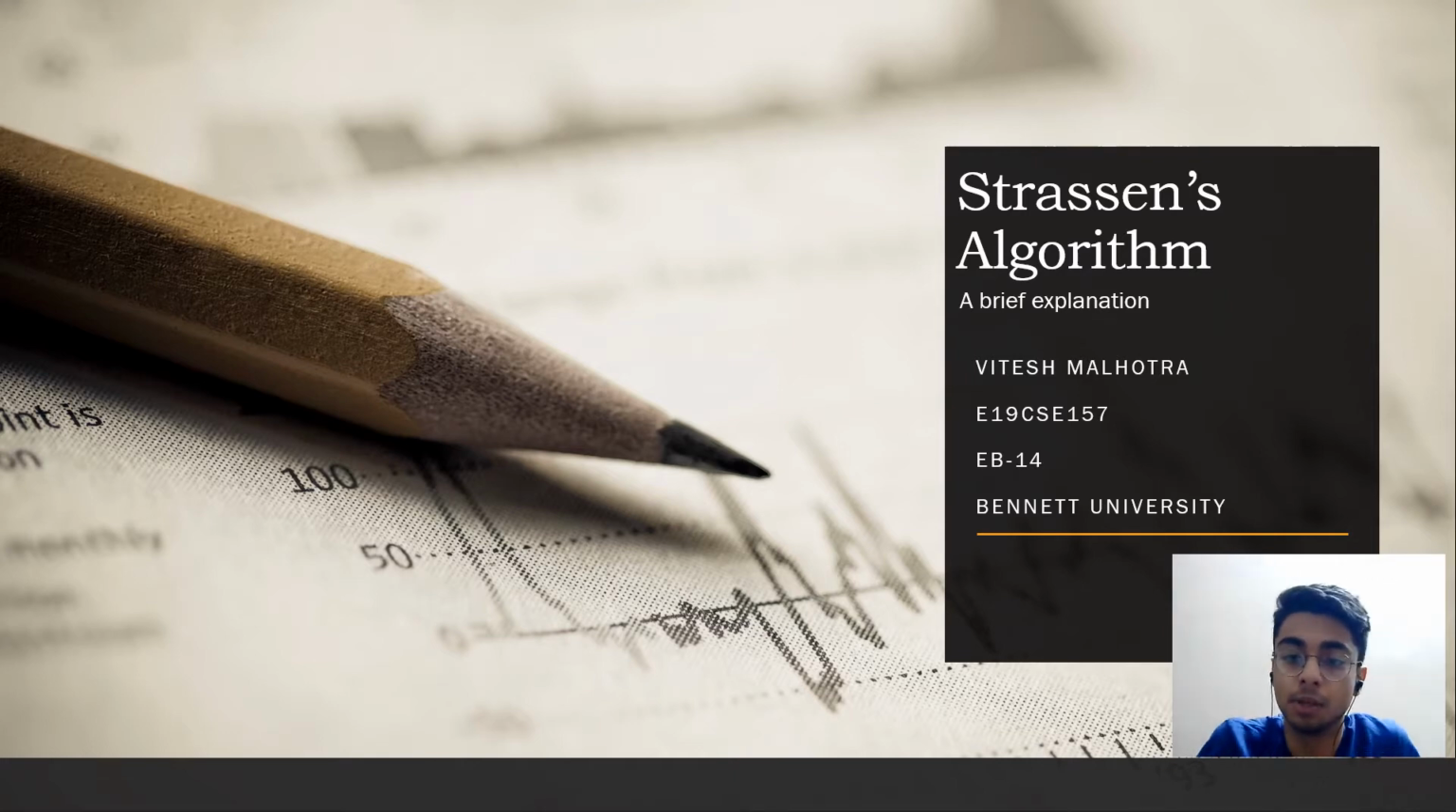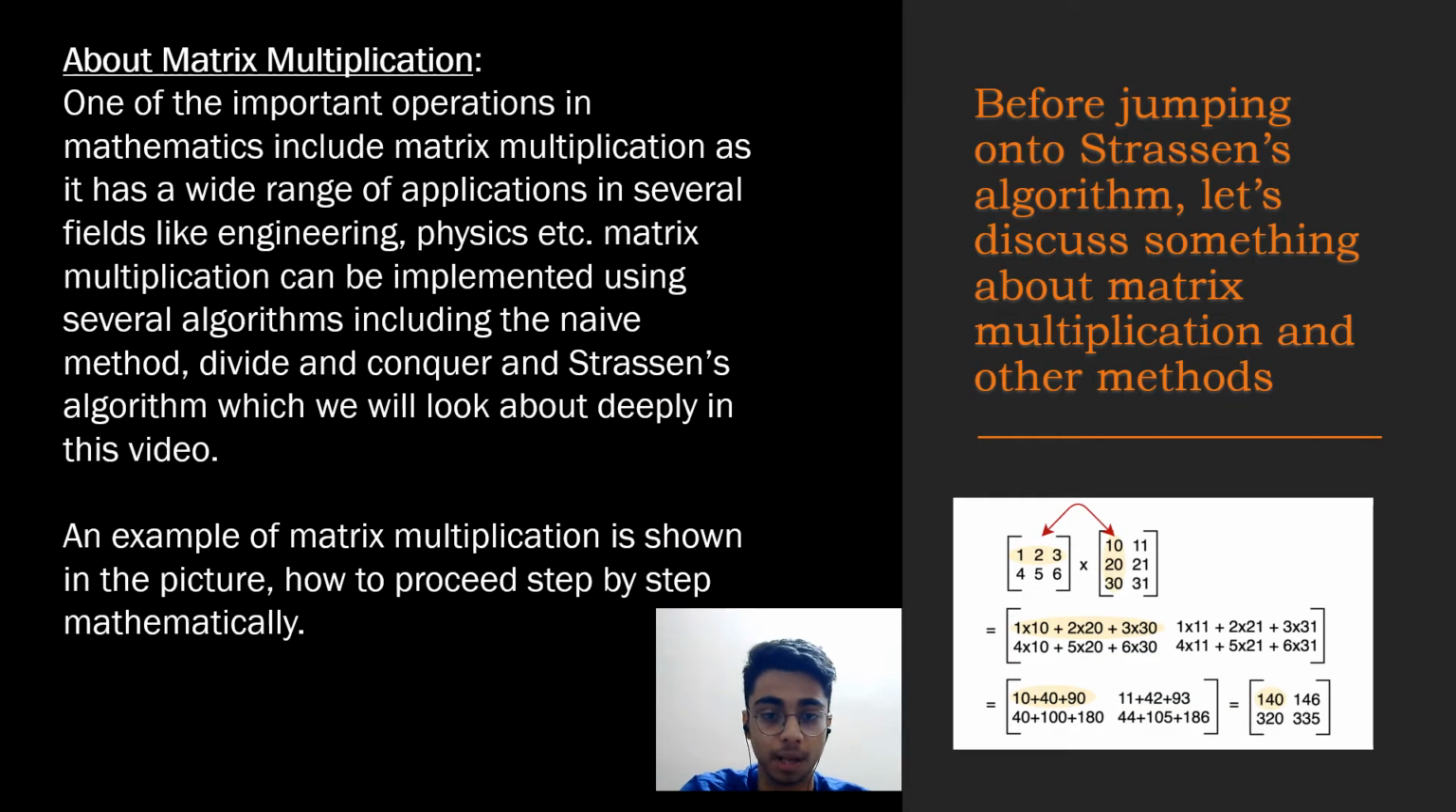Now before directly jumping to what Strassen's algorithm is all about, let's first see what is matrix multiplication and discuss more methods about how we can get to matrix multiplication. So one of the important operations in mathematics is matrix multiplication, and it has a wide range of applications in several fields like engineering, physics, and matrix multiplication can be implemented using several algorithms, including the naive method, the divide and conquer, and the Strassen algorithm that we will discuss in detail.